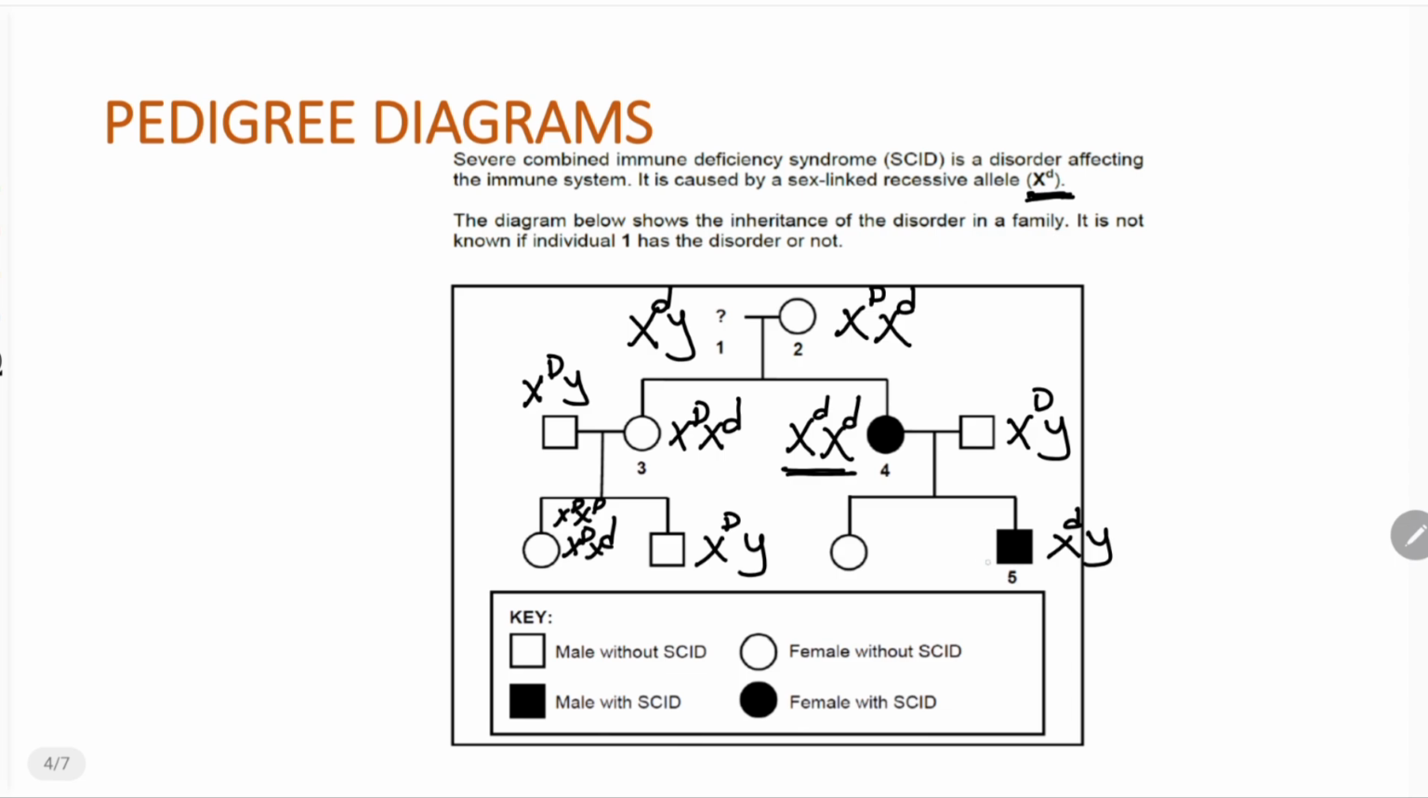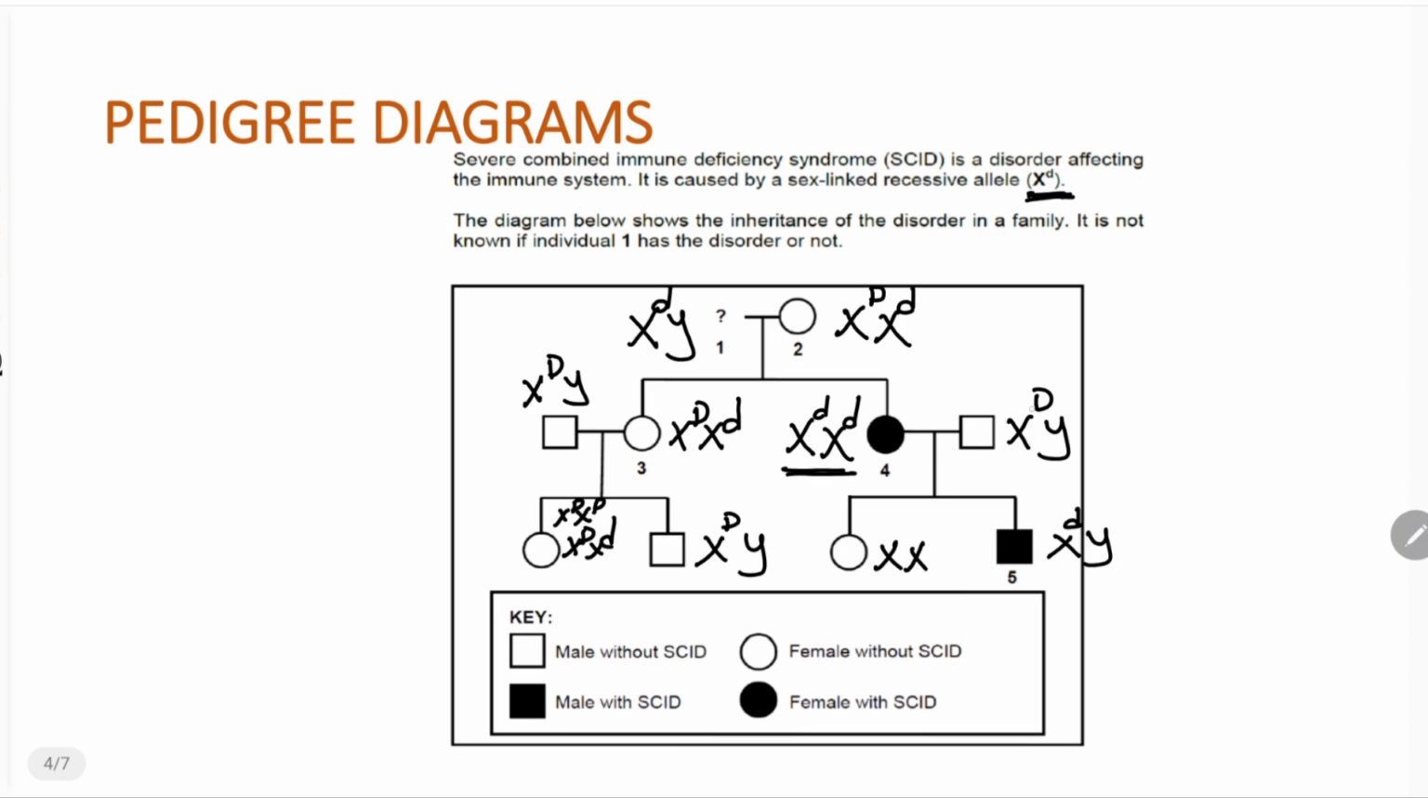So this son will always receive the X small letter d from the mother. As a matter of fact, each and every son born from the marriage of number 4 and their partner will always have SCID, simply because the X chromosome will only come from the maternal origin, and all the X chromosomes in the maternal origin have the recessive allele for SCID. So each and every son born from this combination will always have SCID. Now let's come to the female. The female has the chromosomes XX, one X from the maternal, one X from the paternal.